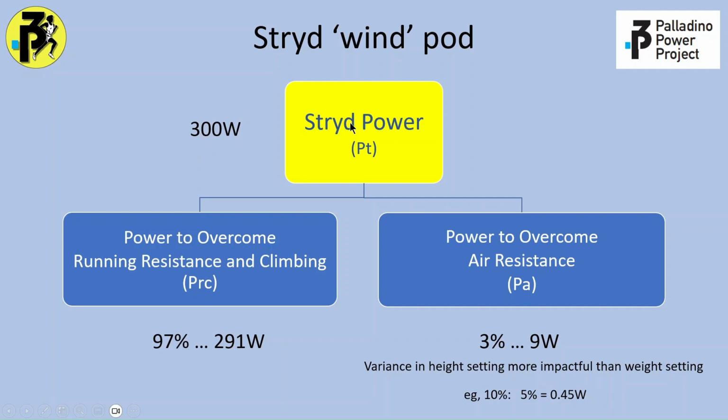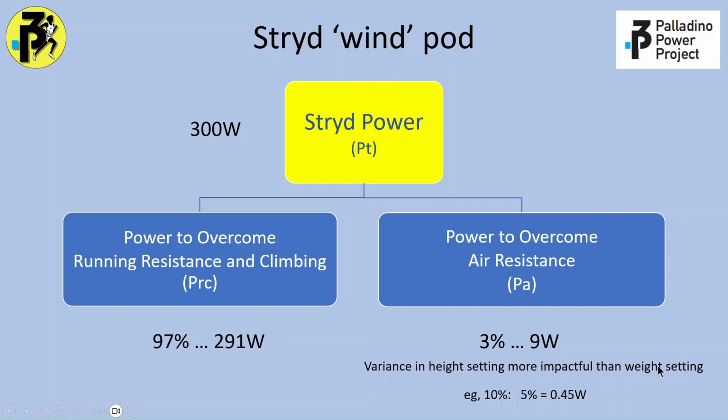Let's say the runner did a 20-minute test run, 300 watts total. And it was 3% Stryd air power. That means 97% was 291 watts, and 9 watts were to overcome air resistance, air power. So remember, variance from height setting is more impactful than weight setting. As long as you have your height setting fixed and it's correct, you're fine.